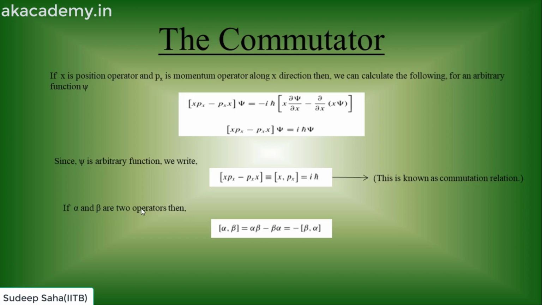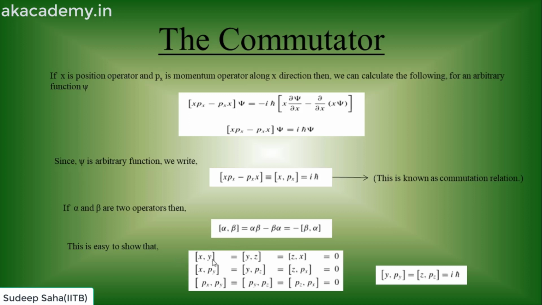Let us first see some of its properties. If alpha and beta are two operators, then the commutator [alpha, beta] is alpha beta minus beta alpha. So if we switch the positions of alpha and beta, it will be the commutator [beta, alpha] with a minus sign. When the commutator switches, it comes with a minus sign. It is easy to show that [x, y] and all these commutators are 0. But [y, py] and [z, pz] are i h bar similarly, which means that in the x direction you cannot measure the position and momentum of a particle simultaneously. Similarly for the y direction and z direction.